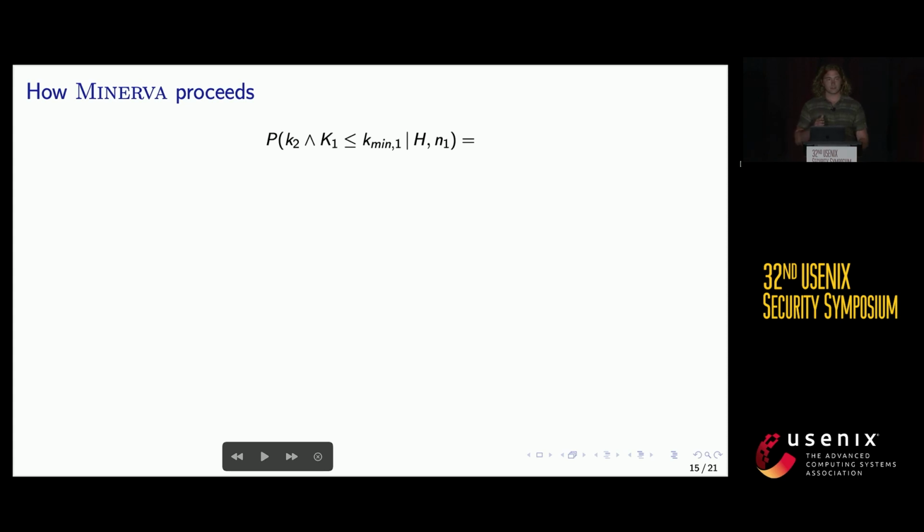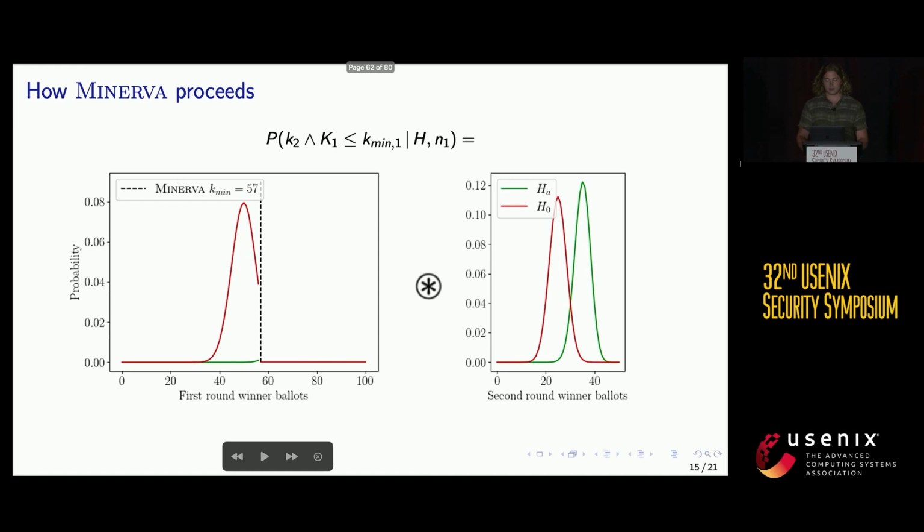MINERVA looks at the distribution over the values of K2 and that the audit didn't stop in the first round, which in particular is that K1 was less than or equal to K-min, the minimum number of ballots required for the audit to stop. And so the way that you compute this distribution is by doing the convolution of the distribution we were just looking at, but lopped off at that value K-min, with the new binomials for the marginal draw. So in this example we're drawing in the second round just an additional 50 ballots.